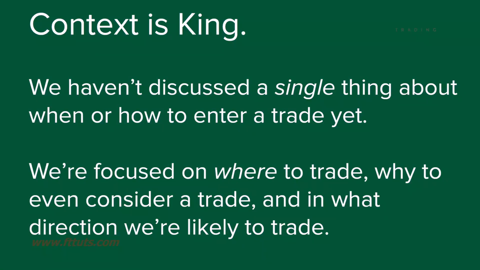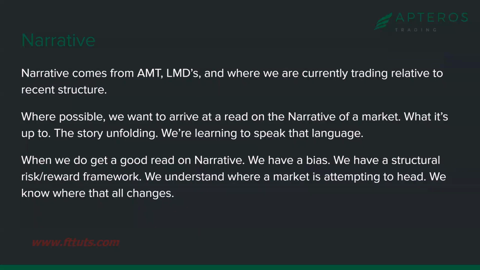Context is king. We have not yet discussed a single thing about when or how to enter a trade. We're focused on where to trade. Remember Linda Raschke. This is where we trade, why we're even considering a trade, why we're looking long or why we're looking short. Narrative comes from auction market theory, our laws of market dynamics, and where we're currently trading relative to recent structure, aka balance. There is no structure when you have just a trend, right? It's just a long, skinny profile. Structure comes from the fat distributions.